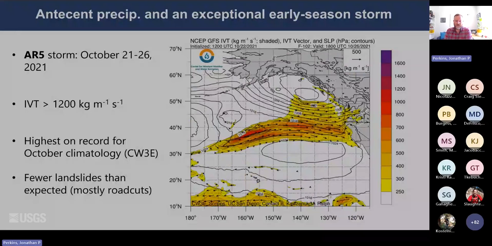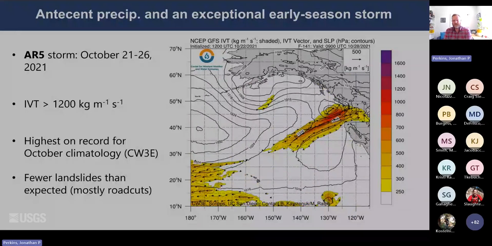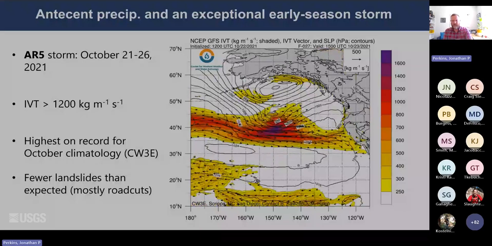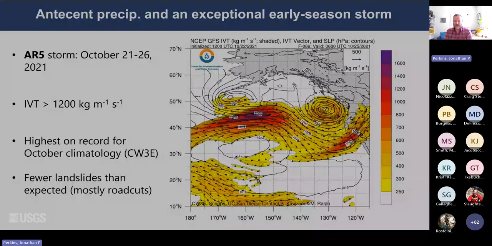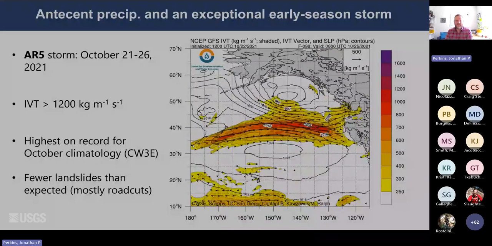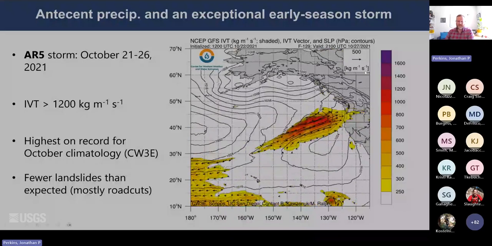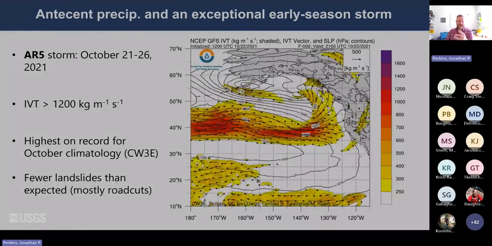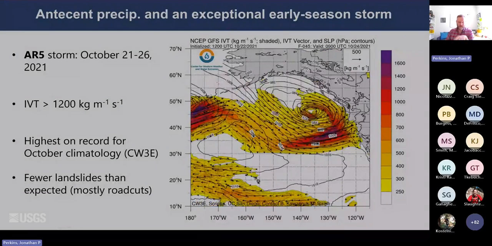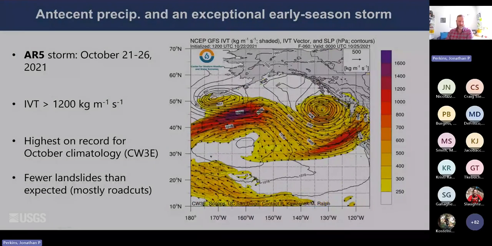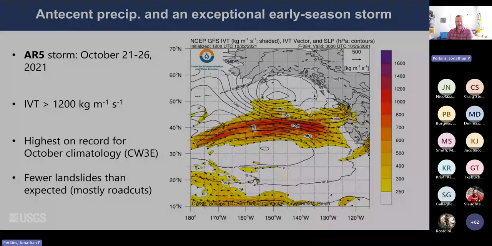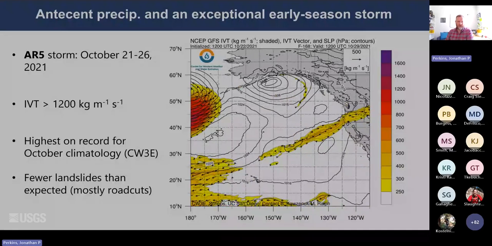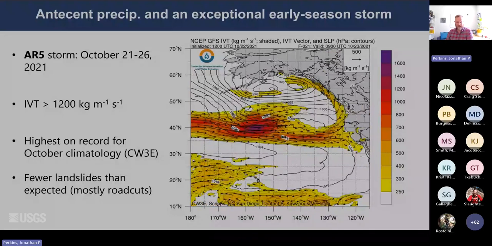And so this is a movie from CW3E showing the track of, it's actually a forecast, of the atmospheric river plume that inundates California over a few days in late October. And you can see this IVT is exceeding 1,200 kilograms per meter per second, which wound up being the highest on record for the entire October climatology in Northern California. So this is quite an extreme storm, and the rainfall totals were really high, but very few landslides were actually observed given the amount of rainfall.